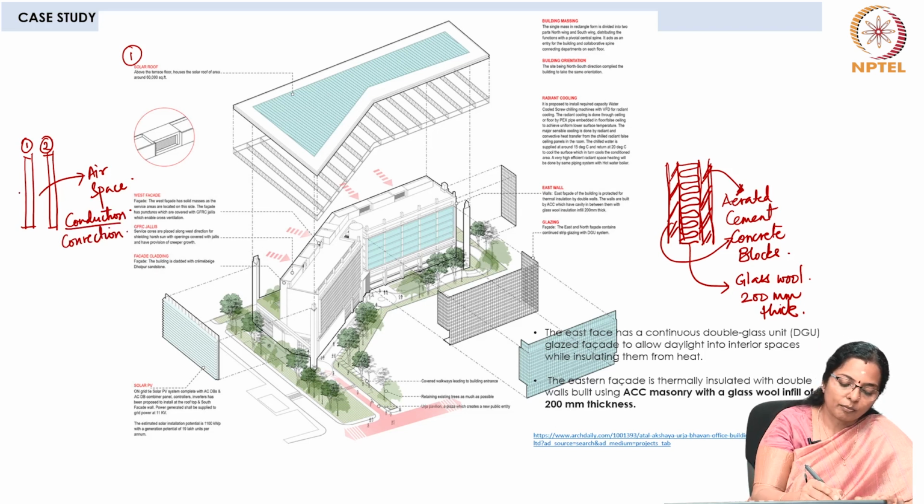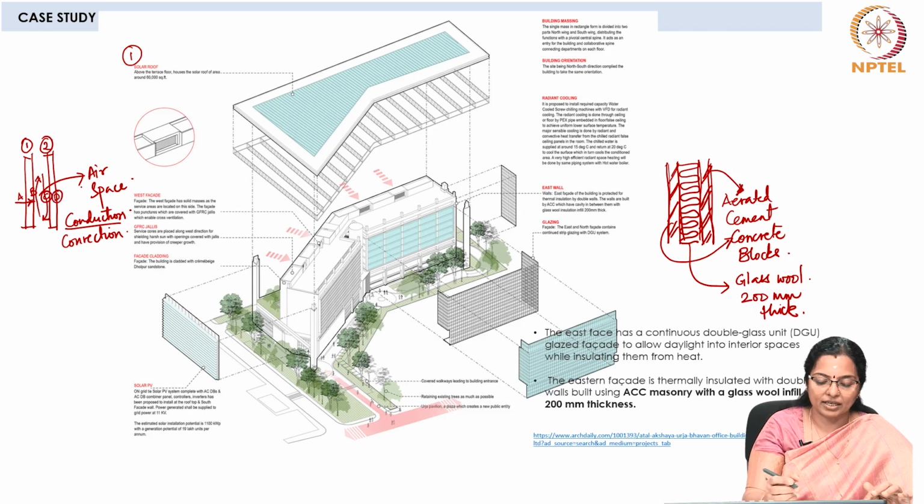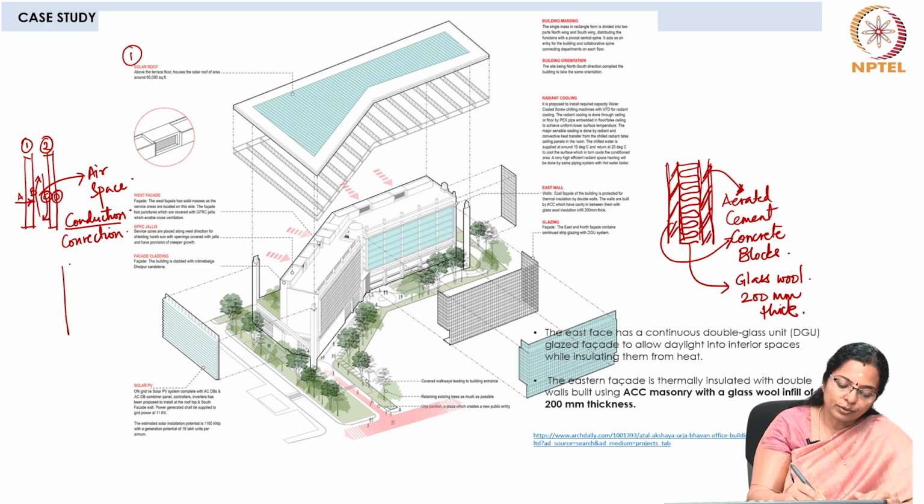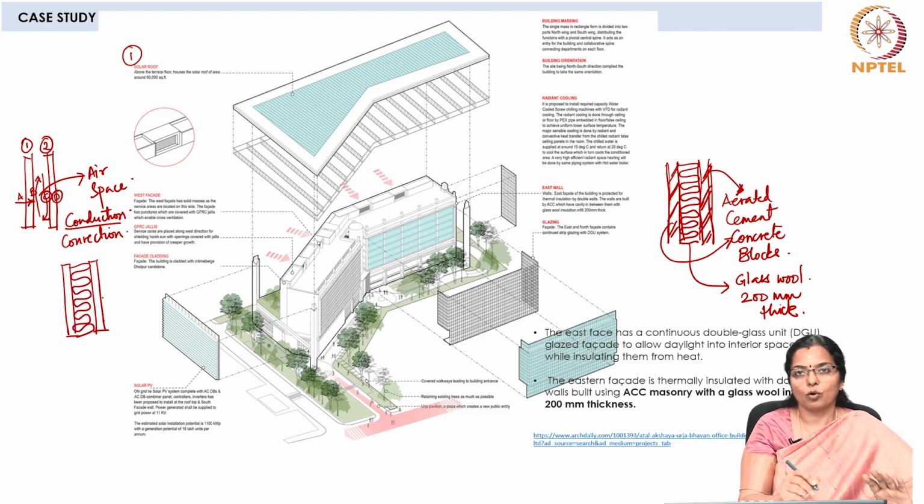So, from point A to B, heat transfer happens by conduction, and between point B to C, heat transfer happens by convection, and between C to D, heat transfer happens by conduction. In order to improve the insulating capacity, insulation can be placed in between the walls.